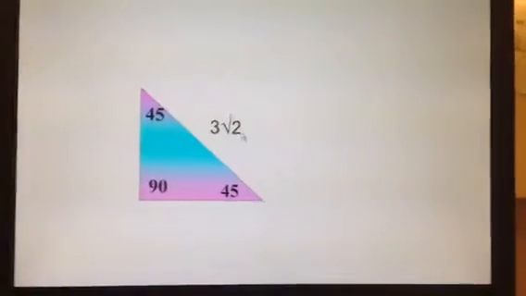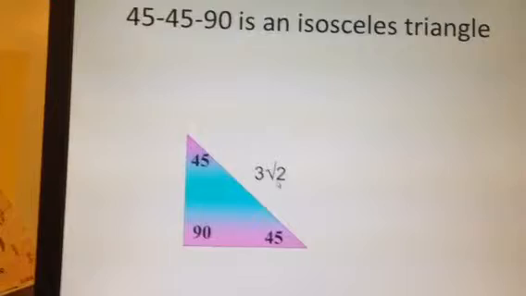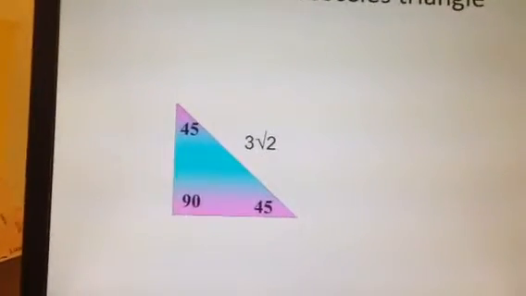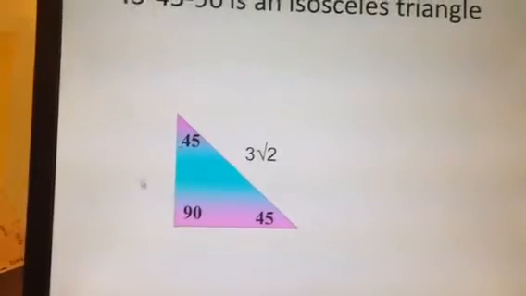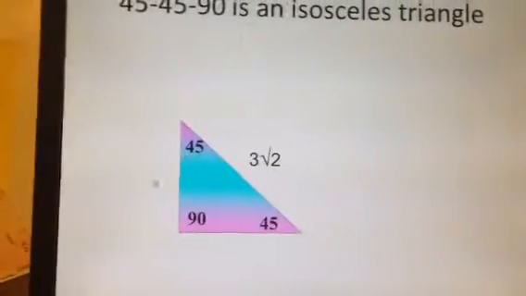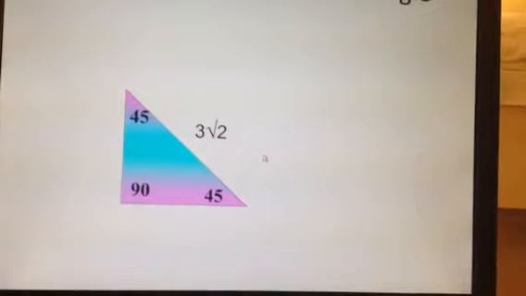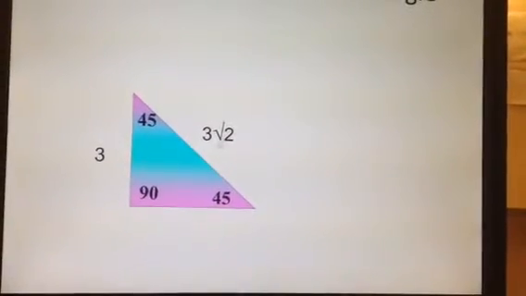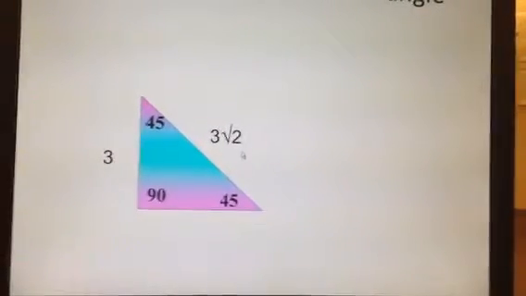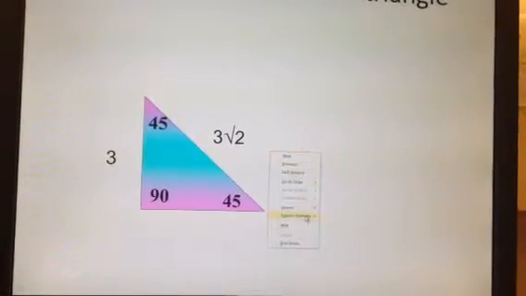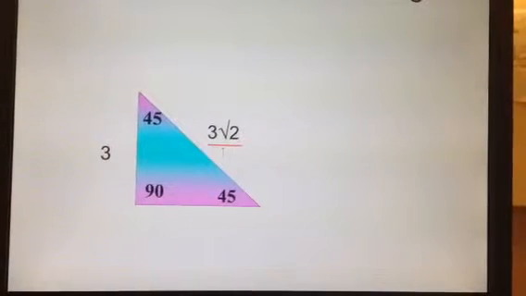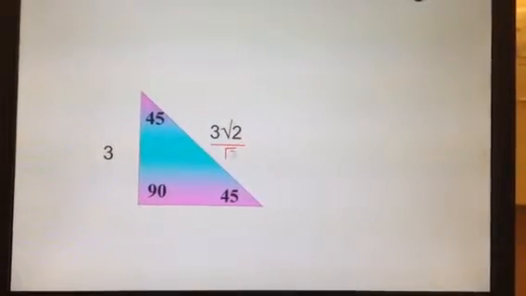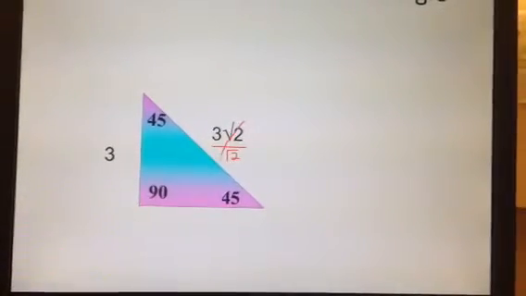3 root 2. Now, for this one, it should be obvious that the pattern is I know these two have to be 3 for that to be 3 root 2. But technically what you're doing is dividing by square root of 2. When you divide 3 root 2 by the square root of 2, it goes away, and you're just left with 3. So what I really did there is I divided by square root of 2, and those cancel out, and that leaves 3.